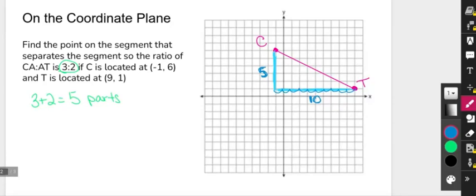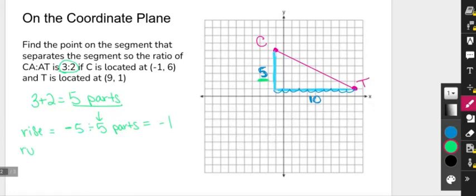So now, instead of jumping all the way from C to T, I need to break that up into 5 equal parts. This is where our 5 parts comes in. We're going to divide each of these lengths here by the number of parts. So first I'm going to take 5 and divide it by 5 parts. That would be my rise, even though it's technically a -5. But I would divide it by the 5 parts, and that means that each time I need to go down 1.